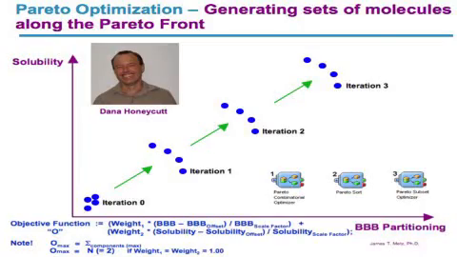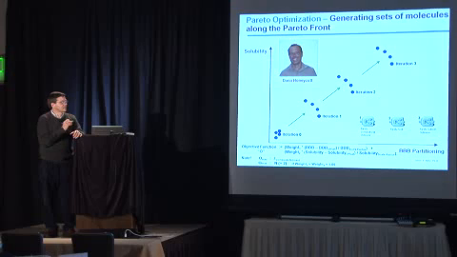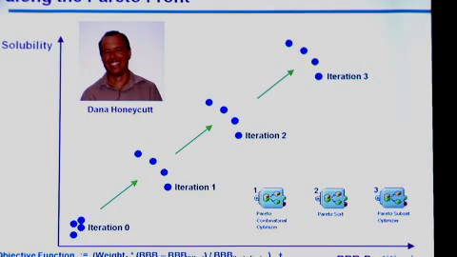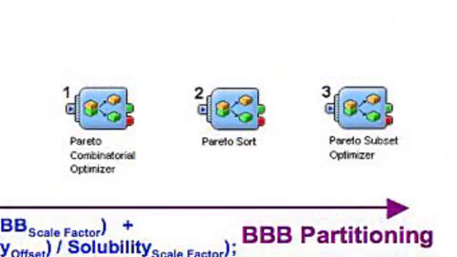But anyhow, Dana is a very bright fellow, and I encourage you to talk to him about some of your interests and so forth. But the good news is that the latest version of Pipeline Pilot, which I believe was incorporated in version 7.0, has 3 components that allow you to do these different Pareto optimizations. There's a Pareto combinatorial optimizer, a Pareto sort component, and a Pareto subset optimizer, which is what I've used, and I'll talk about that in just a few slides.